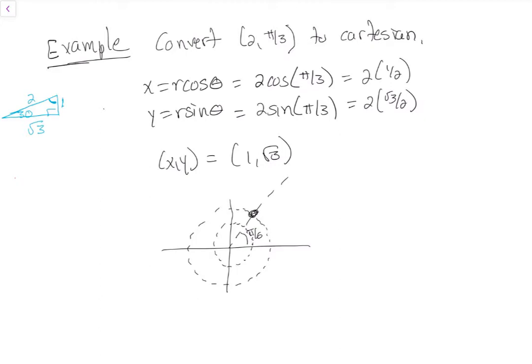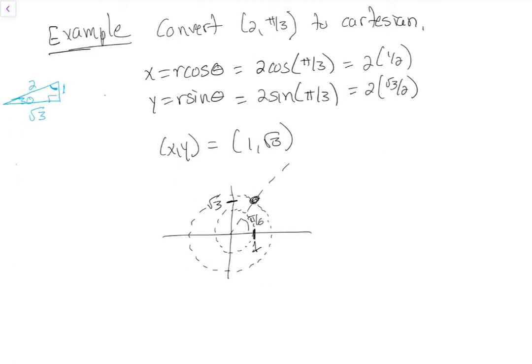And then the xy coordinate would be (1, √3). So it looks like 1, and √3 is about 1.7-ish, I believe. So there would be √3. So that seems reasonable that we didn't make any errors in our conversion there.